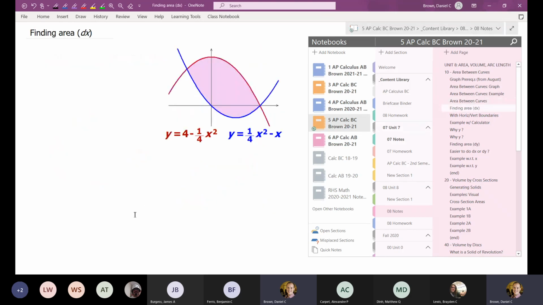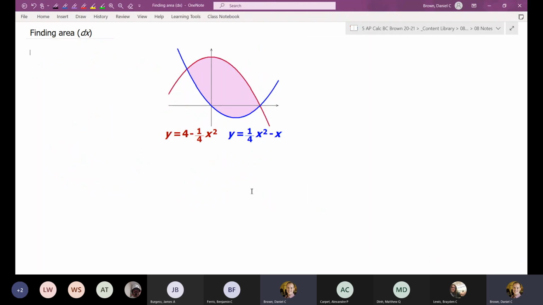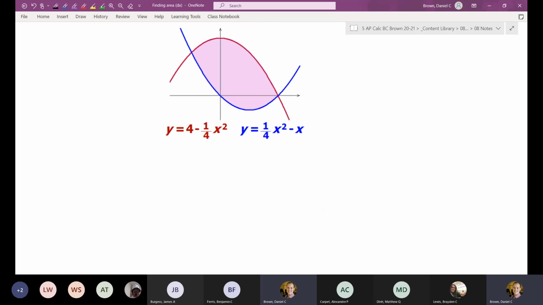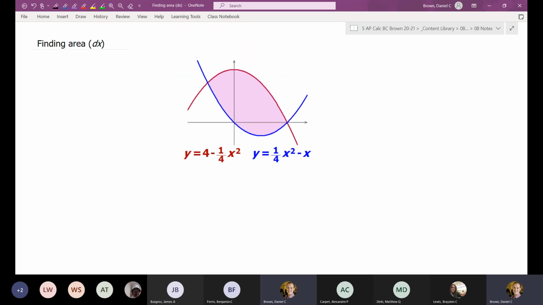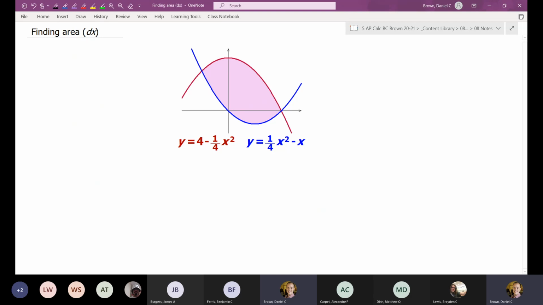So let's go ahead and look at this example. We want to find the area of this one. I have my region shaded in purple, and I have two graphs. I know they're color coded, but let's make sure we recognize why I know that certain graphs go where.